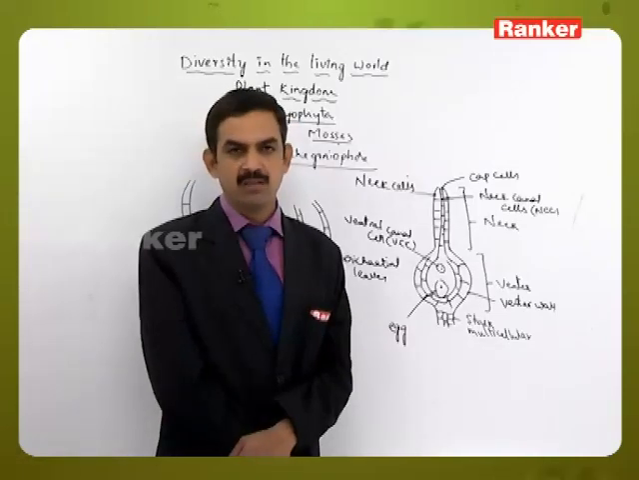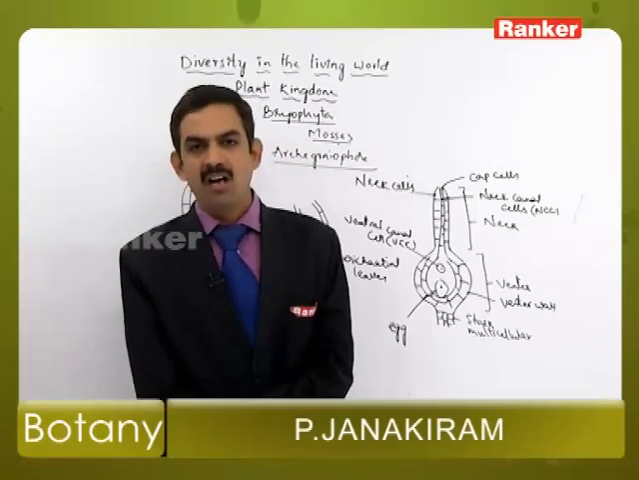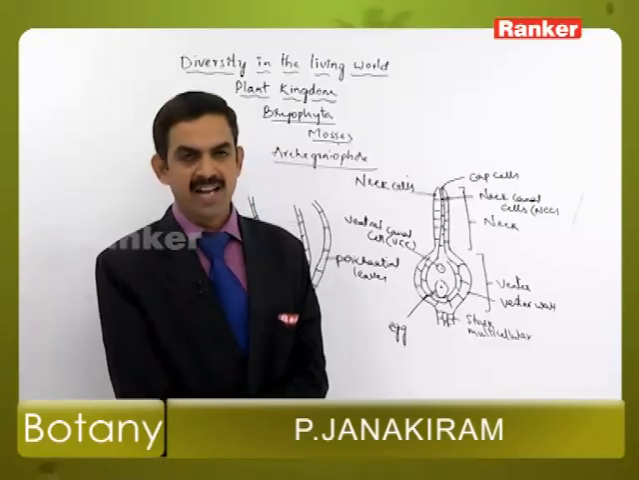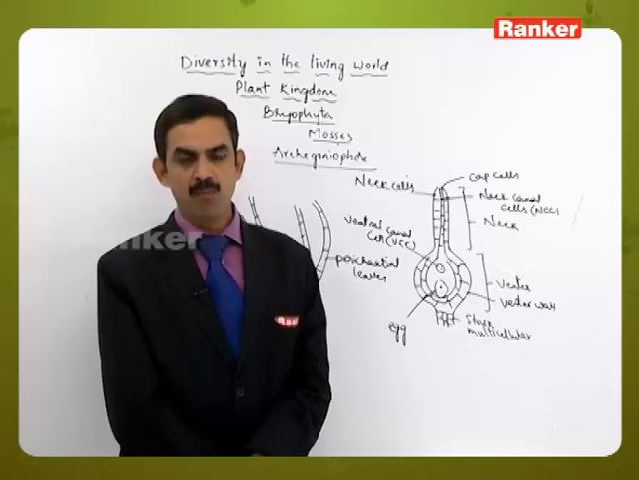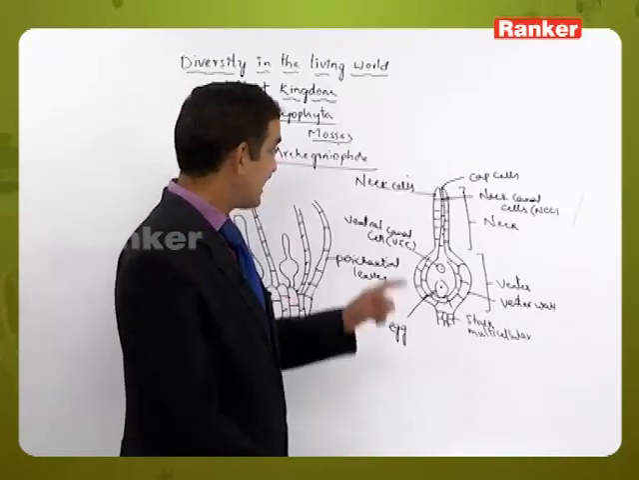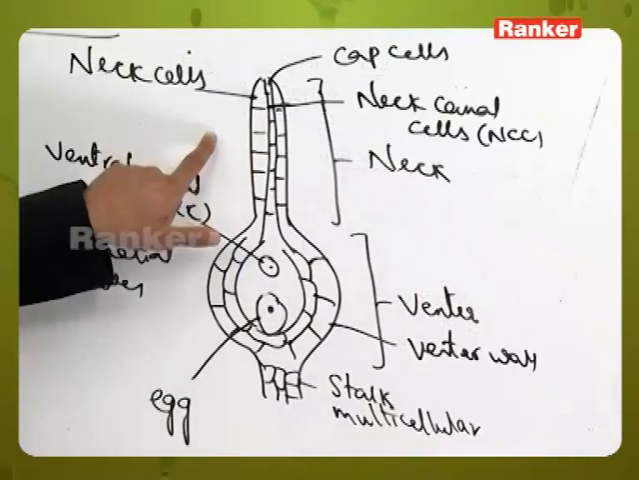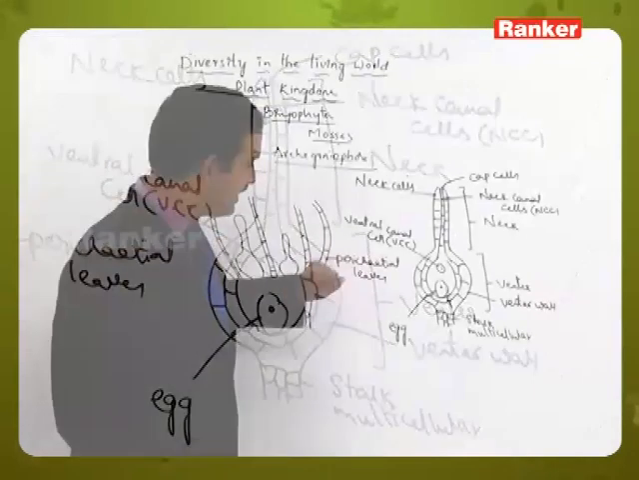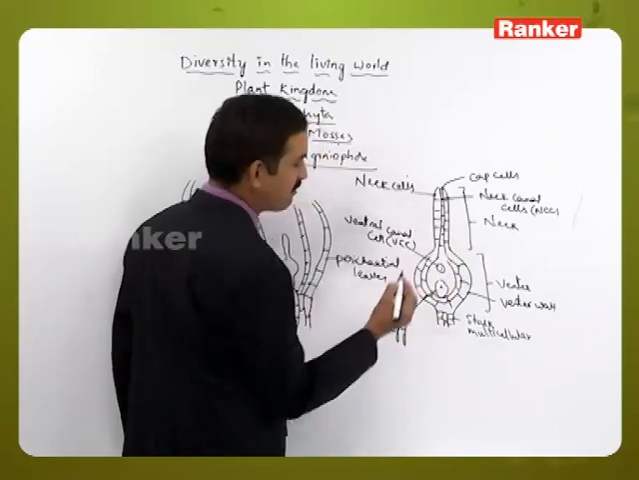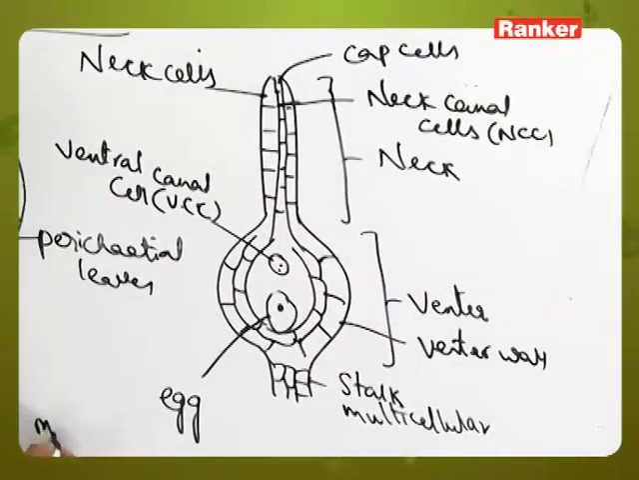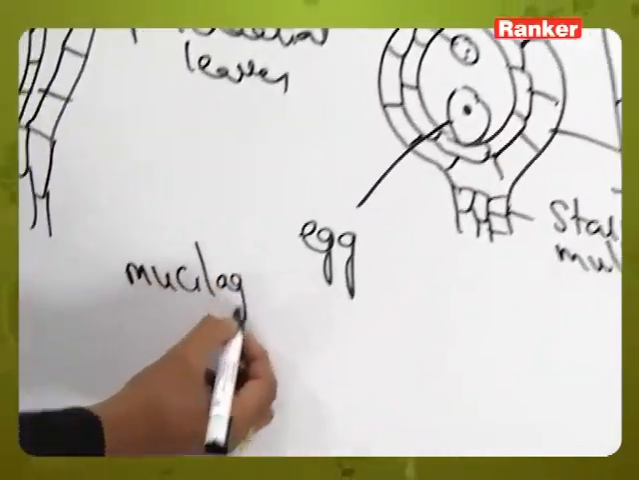The antheridium releases the antherozoids when the antheridium matures, and these antherozoids will swim in the water with the help of the flagella, and they are attracted towards the archegonium. Here when the archegonium matures, the ventral canal cell and the neck canal cell will dissolve and form a chemical substance, that is mucilage will be formed.